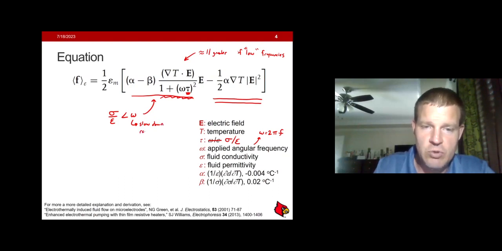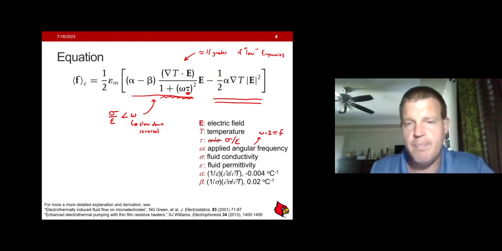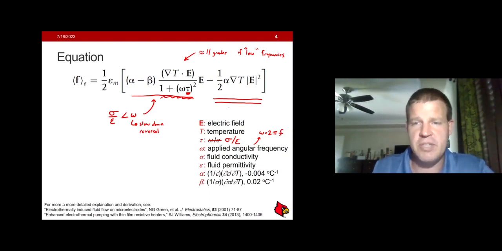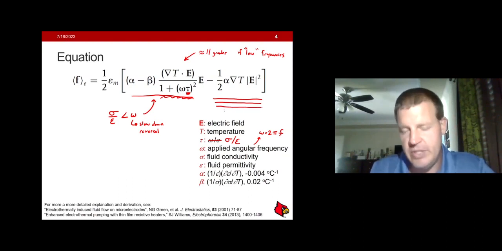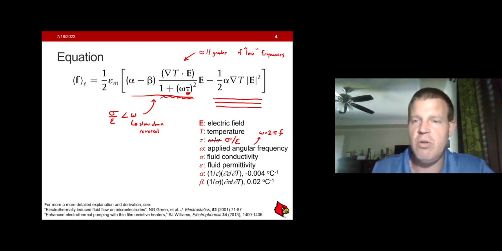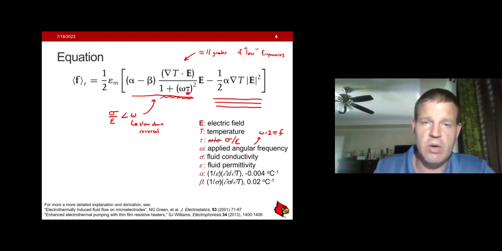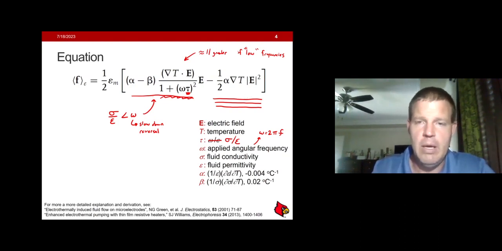And then you could also see a reversal of fluid motion. So that's a characteristic here. If you also look at the dielectric term, you also notice that it is not AC frequency dependent, so it's a constant. But in general, this term, the dielectric term, is less than the coulombic term. So we're going to focus a lot on the coulombic term when we study these systems.